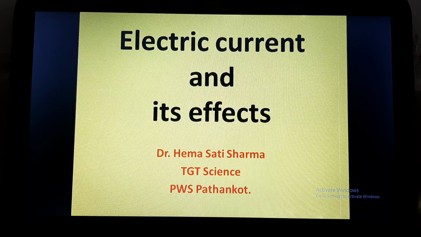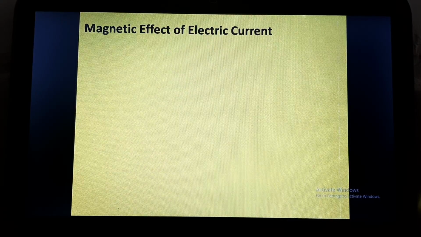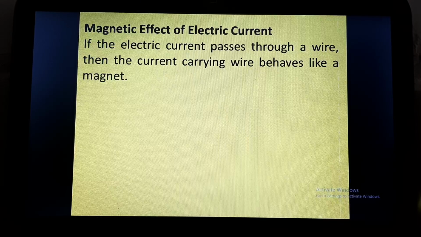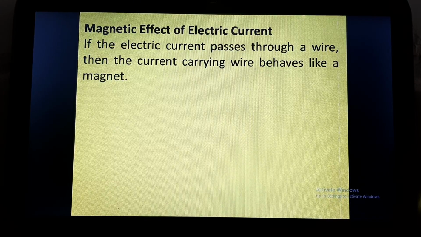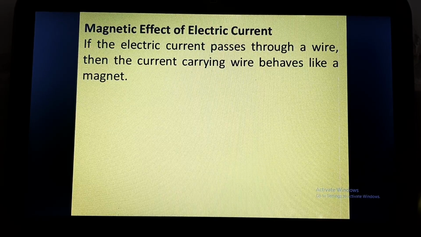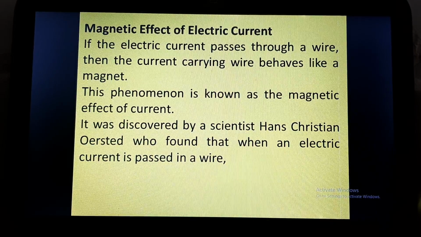We have already discussed heating effect of electric current and circuit diagrams. So today we are going to discuss magnetic effect of electric current. Whenever electric current passes through a wire, the current carrying wire starts behaving like a magnet. That means it exerts some kind of magnetic field around it. And this phenomenon is known as magnetic effect of current.